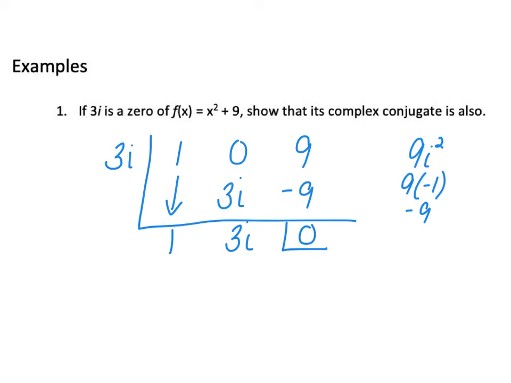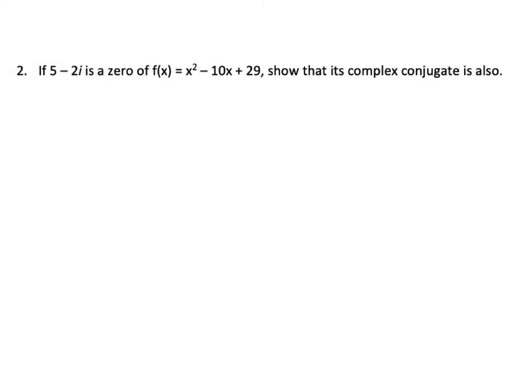Now I'm supposed to state that its conjugate is also. So if the conjugate is also, that means that negative 3i must be a 0. So I'm going to just do synthetic with the remaining depressed polynomial. I'm going to bring down 1. I'm going to multiply, and I'm going to add, and I can see that it is indeed both 3i and negative 3i are zeros.